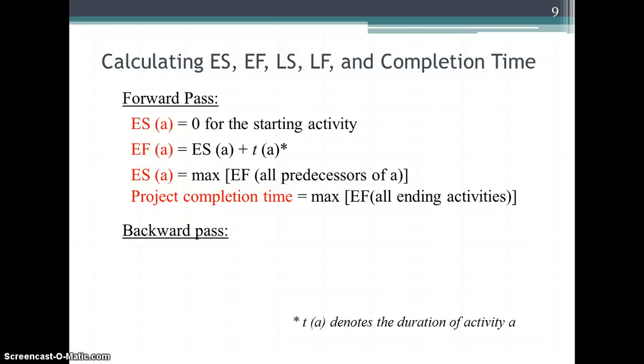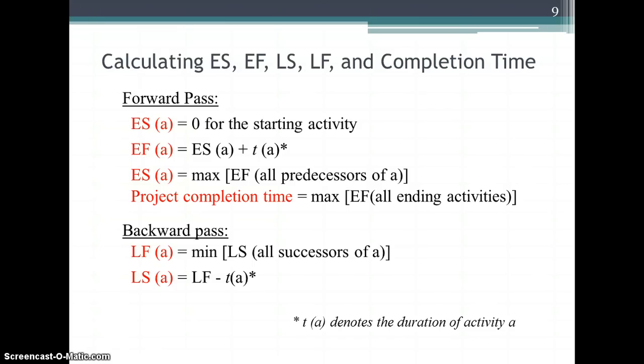A backward pass allows us to calculate the late finish and the late start. We start with the late finish. So the late finish of an activity is the smaller of the late starts of the successors of that activity. And a late start is the late finish minus the duration of that activity. So let's see how that works.